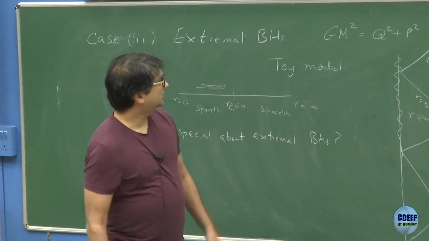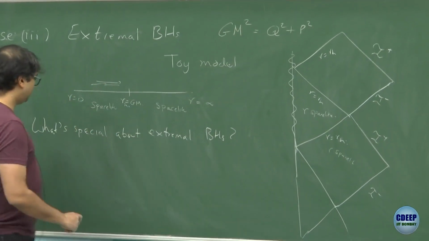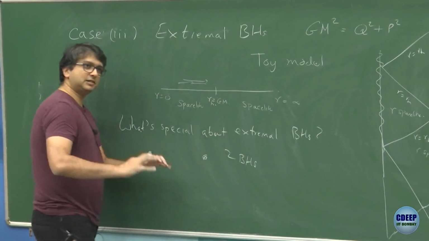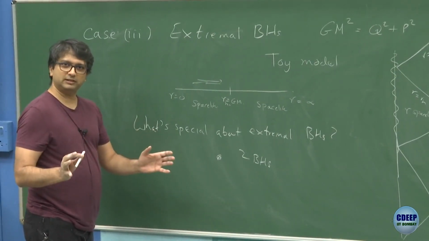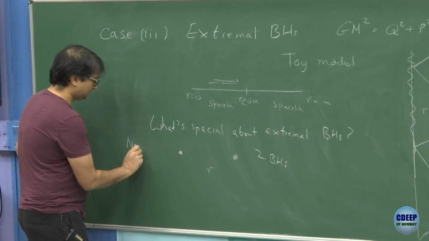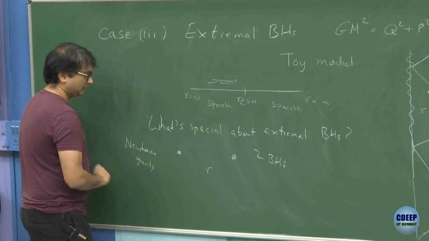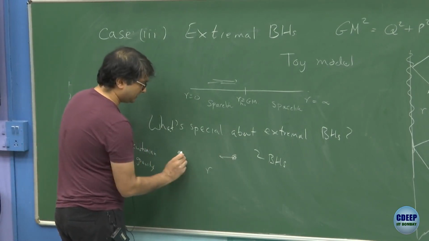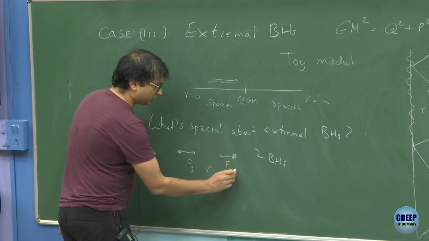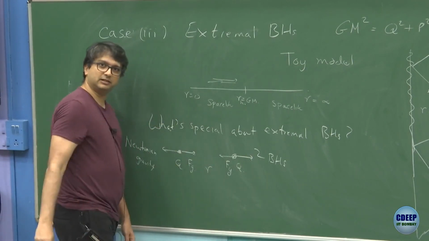The remarkable thing is that when the charge and mass are equal, then if I have two such black holes, let's treat them for the moment as if we're doing Newtonian gravity. Let's say that these two black holes are at some separation r, in Newtonian gravity. Then they'll be mutually gravitationally attracting. So this will be the force of gravity. And because they have the same sign of the charge, they will also have a repulsive electromagnetic interaction.